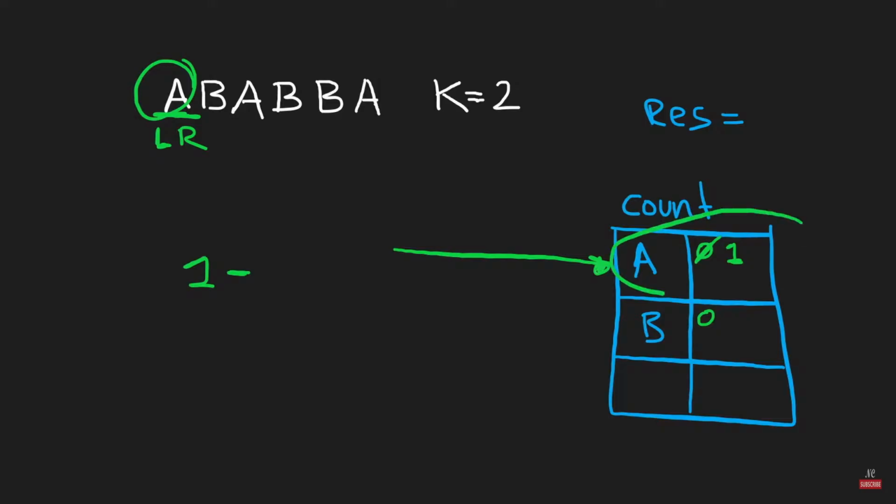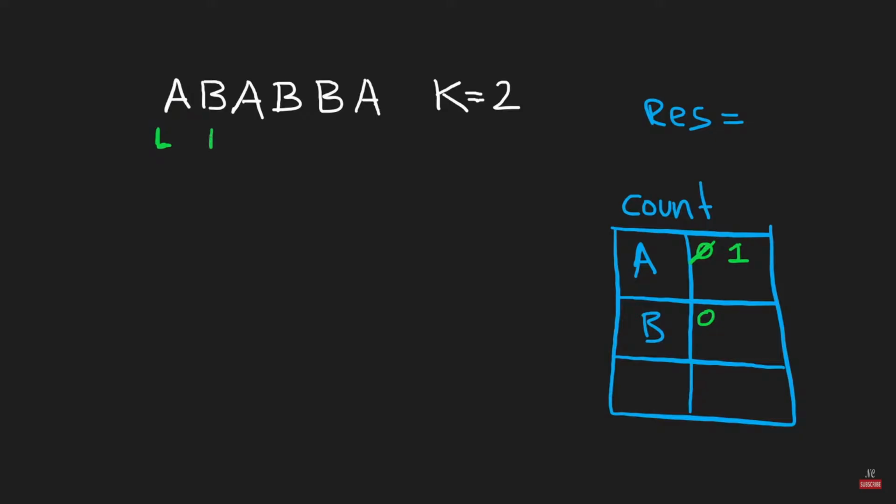In this case, we know the most frequent character is A, so 1 minus 1. Is that less than or equal to K? We know K is 2, so of course this is going to equal 0. 0 is less than or equal to 2, which is K, right? So of course this window is valid. That's kind of a trivial case.